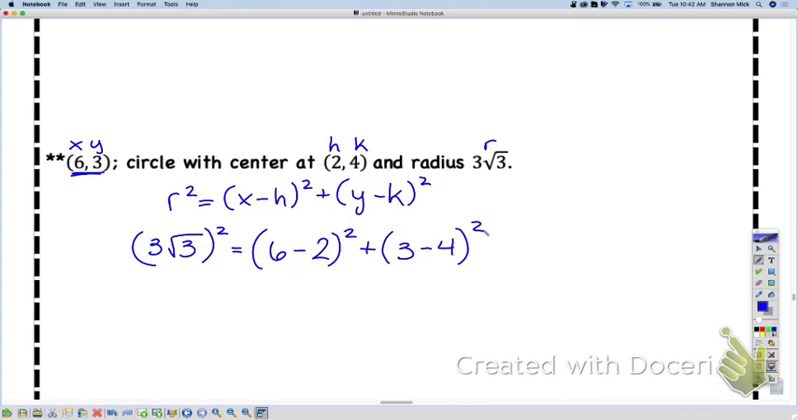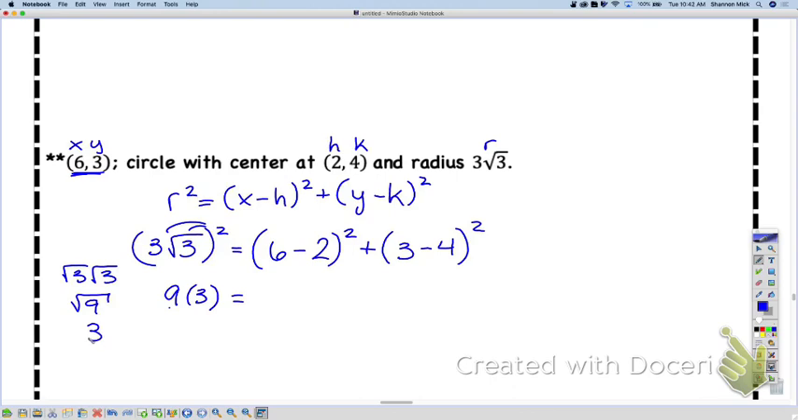Did you plug it in well? Yes. What's gonna be tricky about my radius? The square root. You've got to square both, correct? So it's gonna be 9 times 3. You have to square 3, which is 9. The other one is the square root of 3 times the square root of 3 because it's squared, which would be the square root of 9, which is 3.